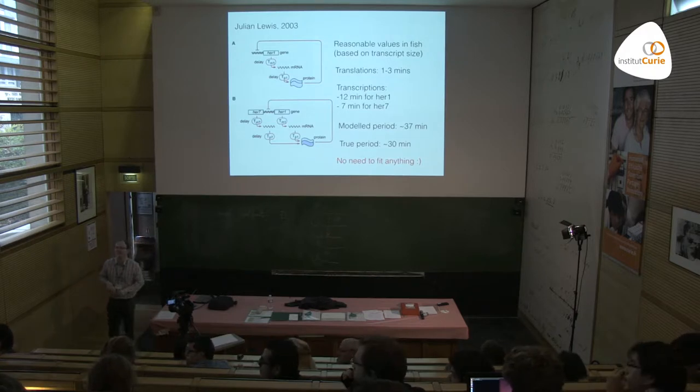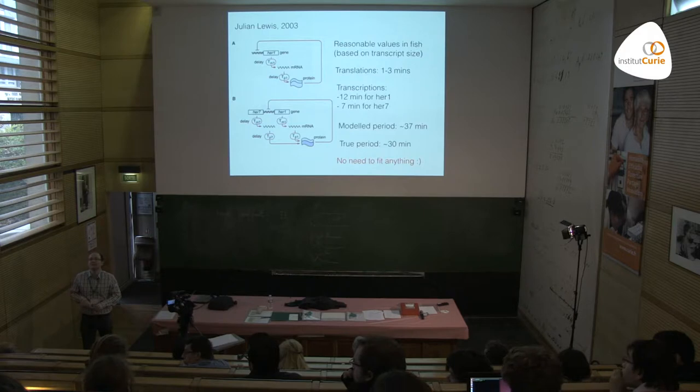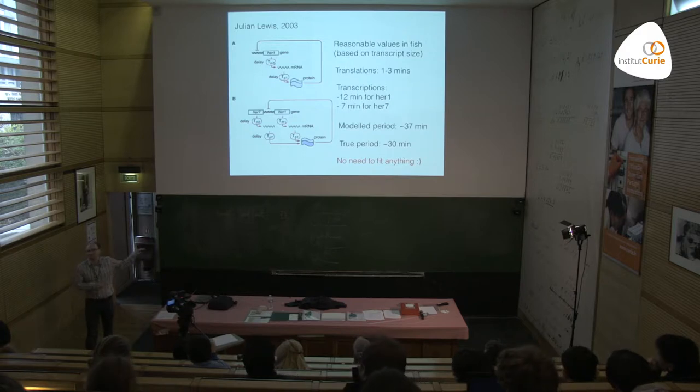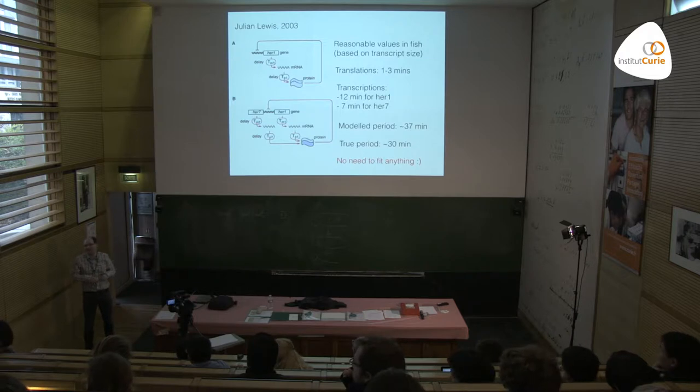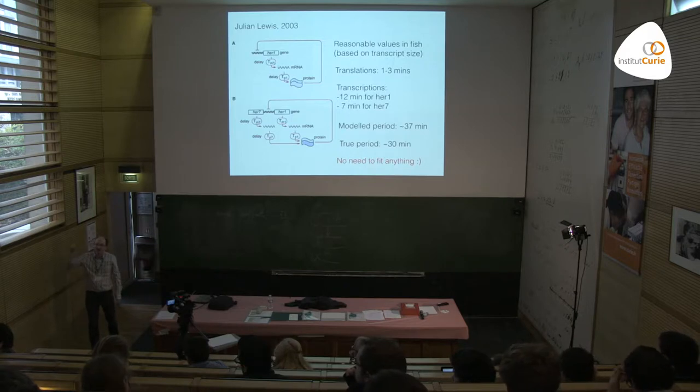Yes? You ignore that T, the delay, is a stochastic variable, right? Sorry? You ignore that T, the delay, is a stochastic variable. Is a what? Stochastic variable. T, okay, here it's completely deterministic. You can do it stochastic, sure. I have not done it, but here it's assumed to be completely deterministic. People have done that, modeled oscillating clocks with a delay and some kind of distribution of the delay. Some people have done this calculation.